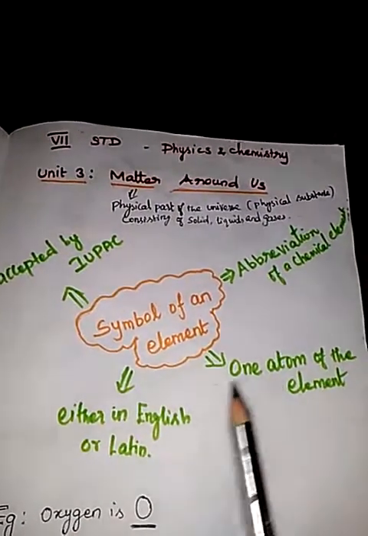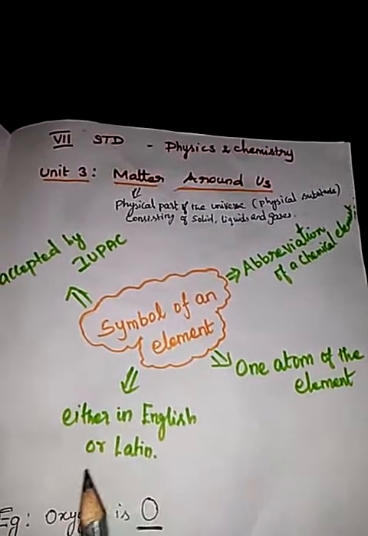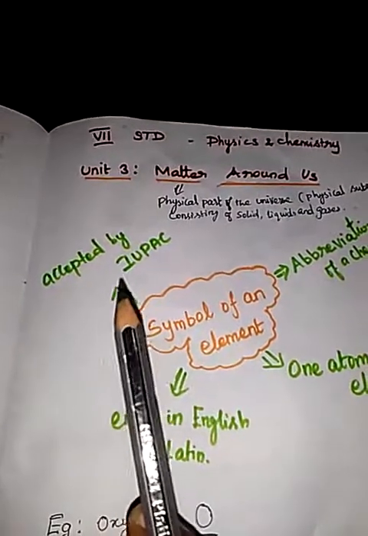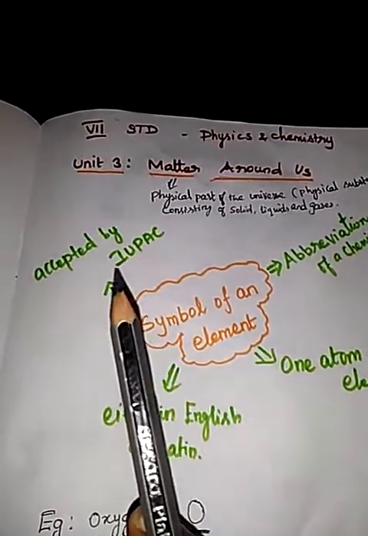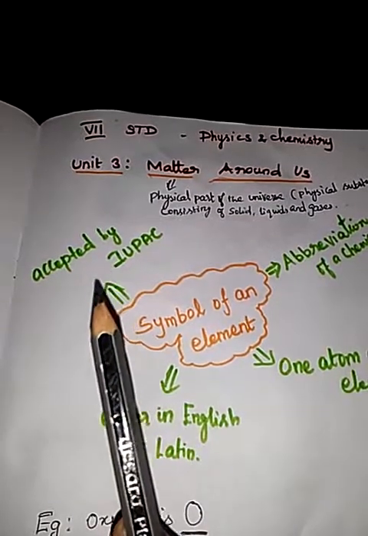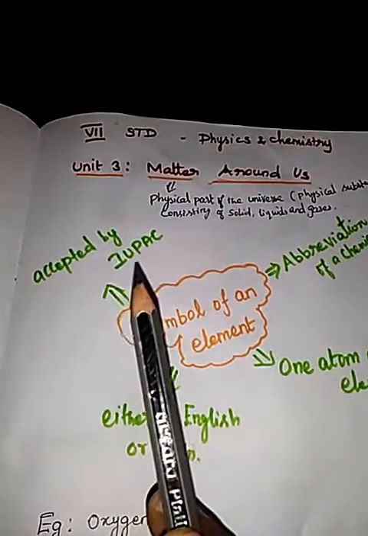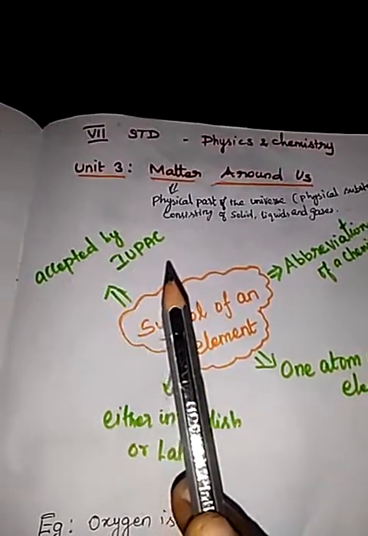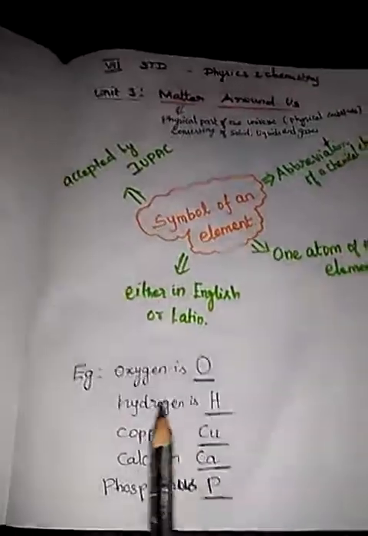Okay students, then the symbol is written either in English or Latin. Then it is accepted by IUPAC. What is IUPAC? International Union of Pure and Applied Chemistry. Then here we see some examples of symbols.